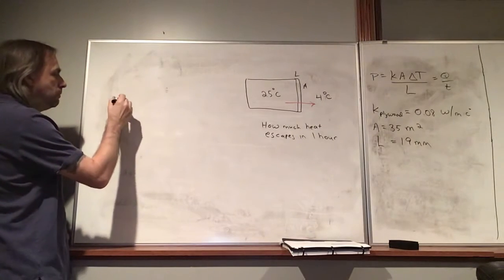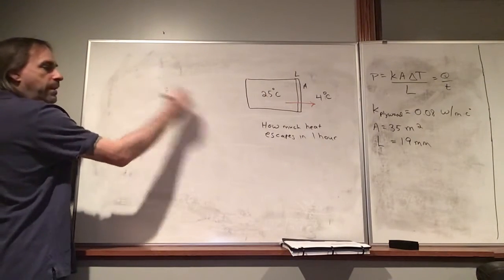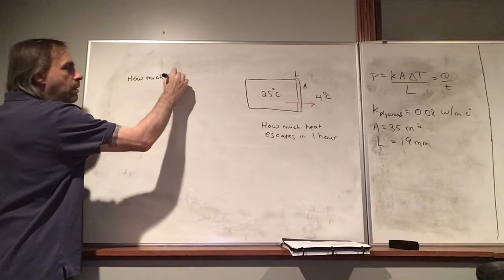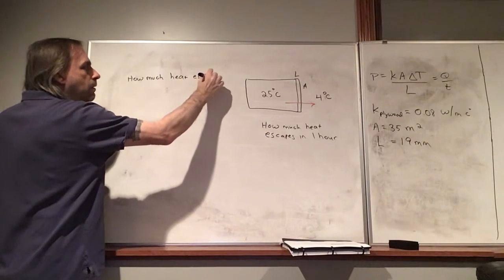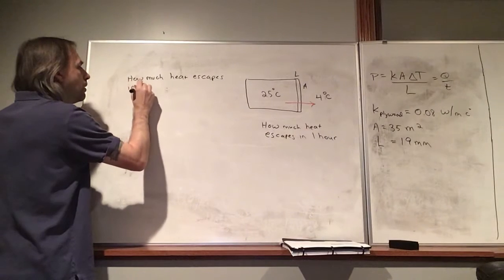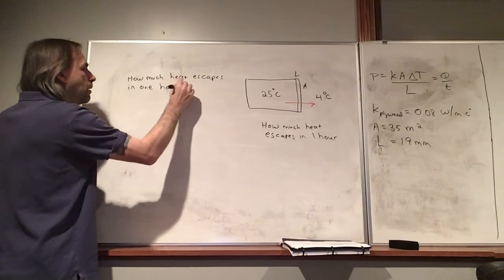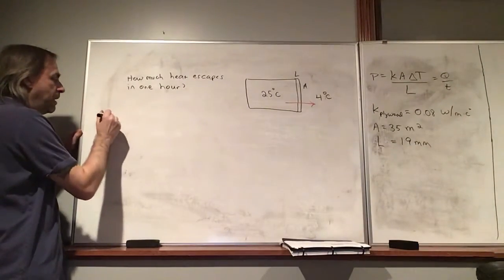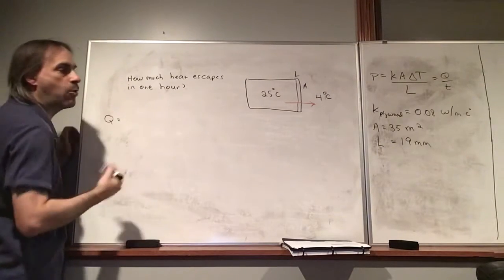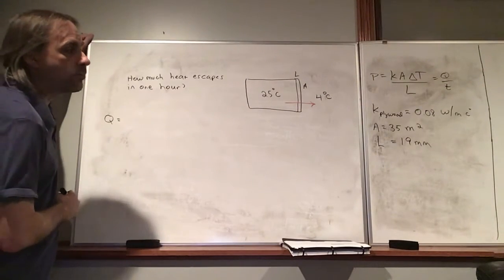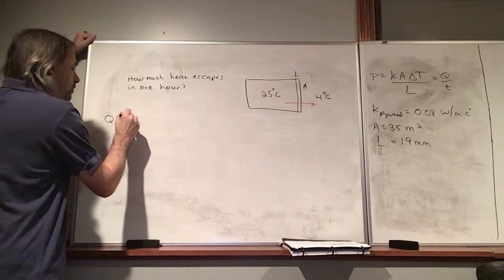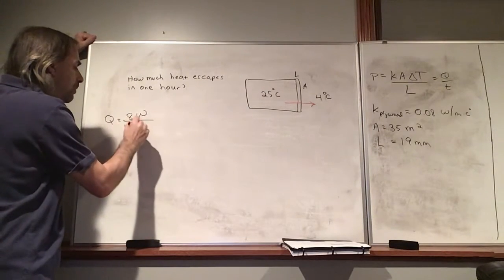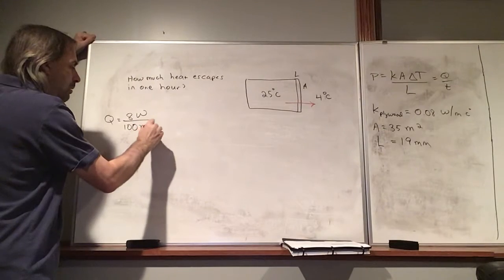I'm going to write this part up here. So I might need a lot of room in this direction. So again, Q, this is just power, we'll multiply by an hour. So we have K, which is 0.08. Now, I do things a little differently.